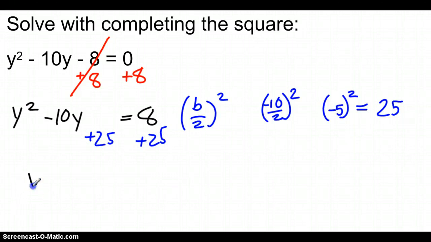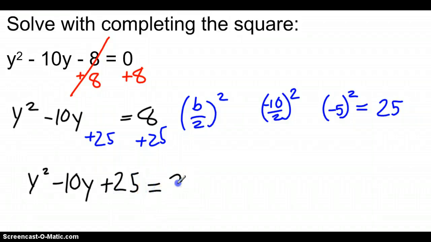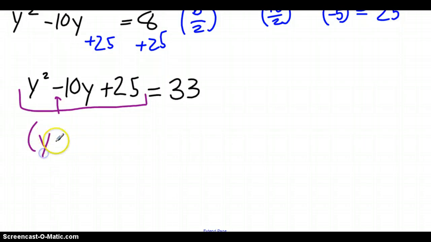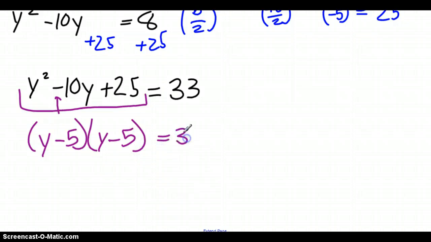Once we do that, we have y squared minus 10y plus 25 is equal to 33. This expression on the left-hand side is now a perfect square, and it hinges around that 25. So with the 25, I either need 5 times 5, or a negative 5 times a negative 5. And since we have a negative 10 here, we know that we're going to need y minus 5 times y minus 5, and all this is still equal to 33.